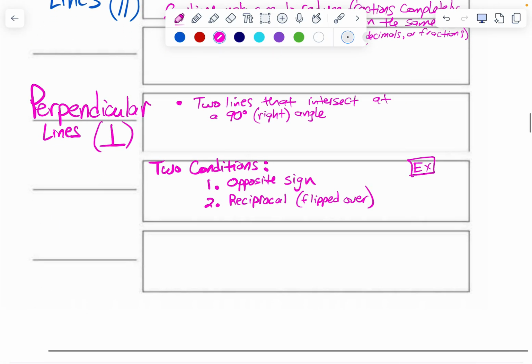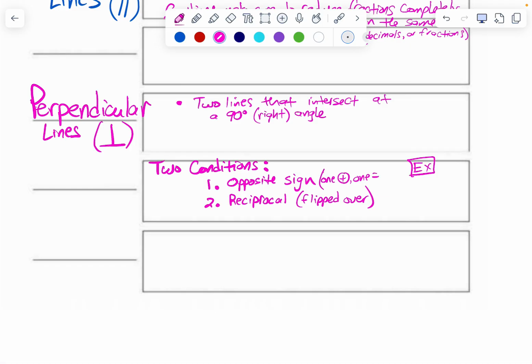And that one had two conditions. And I told you I'd put an example in here, so that's what that little EX is. Those two conditions are they have to be opposite sign, one positive, one negative. In fact, let's put that in here. So one positive, one negative. If both are positive or both negative, they're not perpendicular. If they have the same sign, they are not perpendicular.